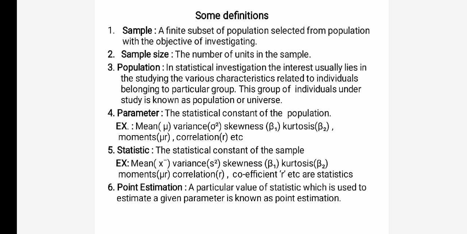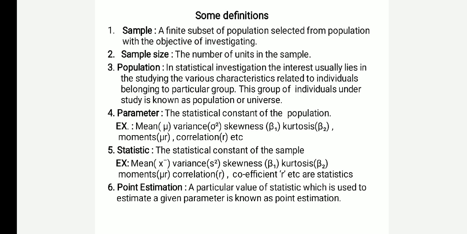Then point estimation. Estimation, you know. Point estimation means only a single value, a particular value of statistic which is used to estimate the given parameter, is known as a point estimation. Okay, a single value of statistic is concerned to sample, parameter is concerned to population. So the average of the sample means is the population constant.